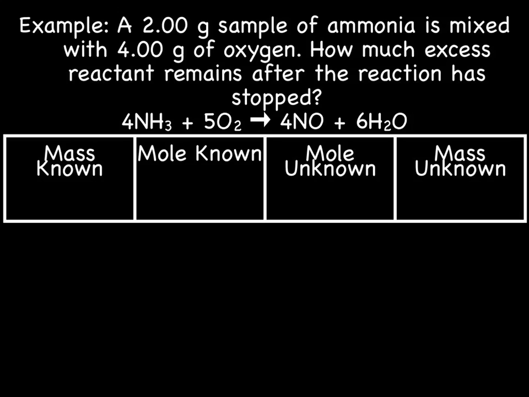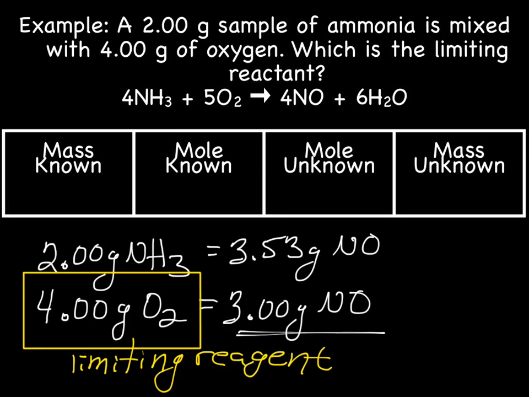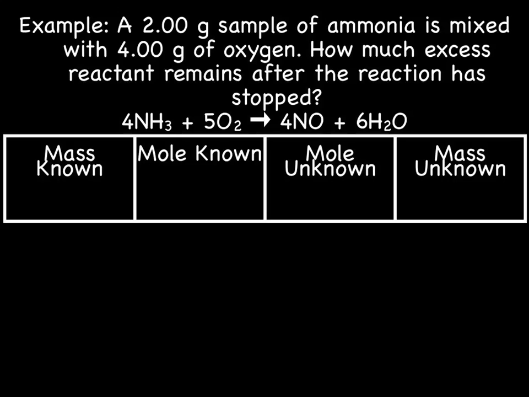Okay, so we're going to use the same example that we used for determining the limiting reactant, and that is a 2-gram sample of ammonia is mixed with 4 grams of oxygen. The question now is, how much excess reactant remains after the reaction is stopped? So let's go back to our previous answer and try to recall which was our limiting reactant. So our limiting reactant was 4 grams of O2. So we're going to use 4 grams of O2 as our known.